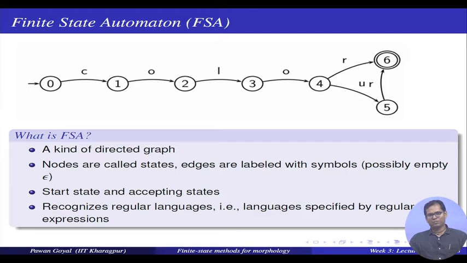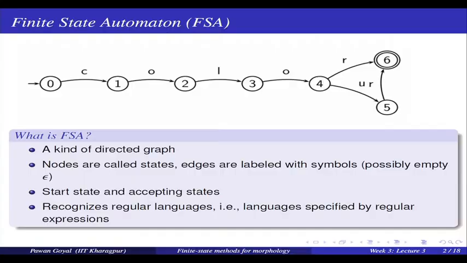So this input will not be accepted by this automaton. Given a finite state automaton, it recognizes a regular language. If you give any string from the regular language, it will accept, that means it will end up in one of the accepting states. But if you give it any other string that is not in the language, it will not accept, so it will not end up in any of the accepting states.